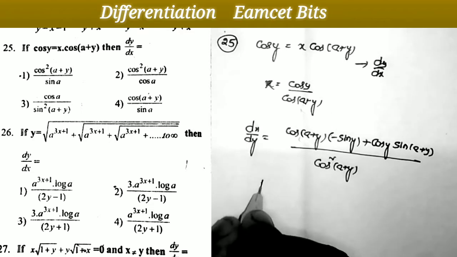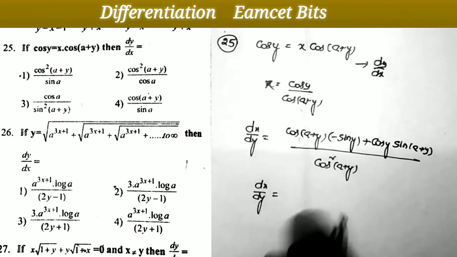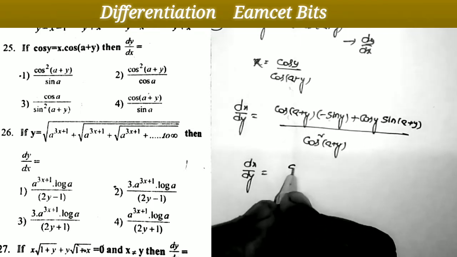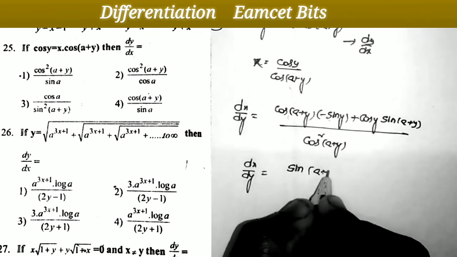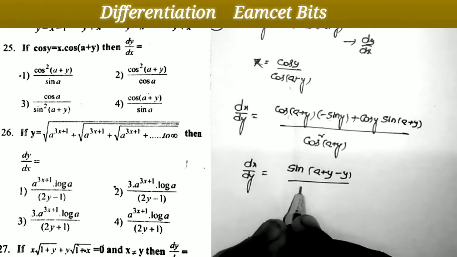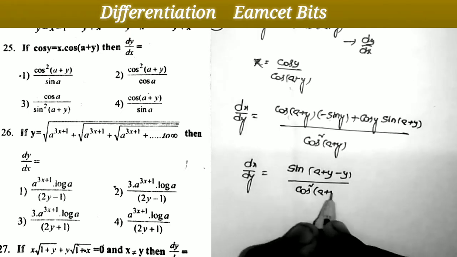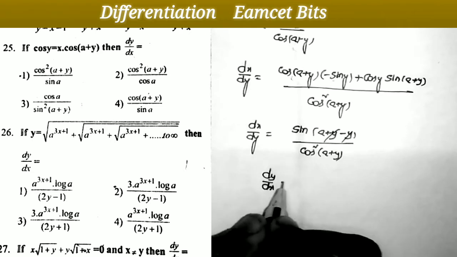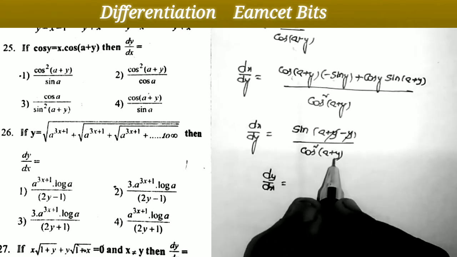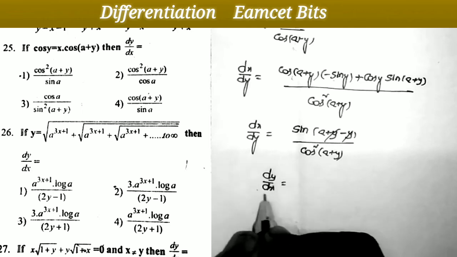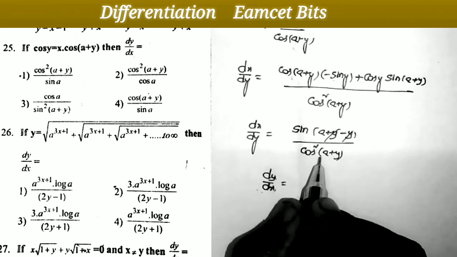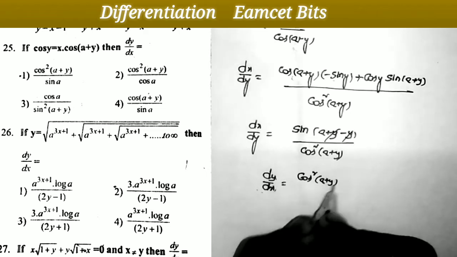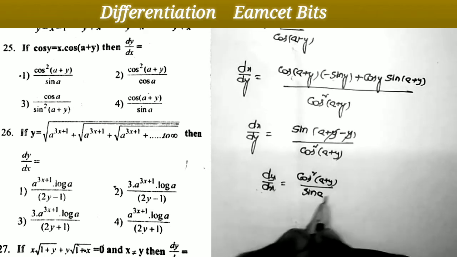Now the value of dx by dy is equal to, now this is in the form of sin a cos b minus cos a sin b, that is sin of (a minus b), which is sin of (a plus y minus y) by cos square (a plus y). Now here y and y get cancelled, therefore the value of dx by dy is equal to sin a by cos square (a plus y). But what we want, the question is dy by dx, means just simply reverse this answer, then we get the answer cos square of (a plus y) by sin a, which is the first option.